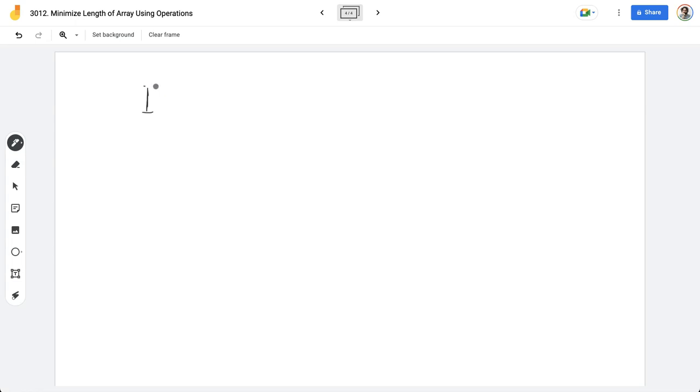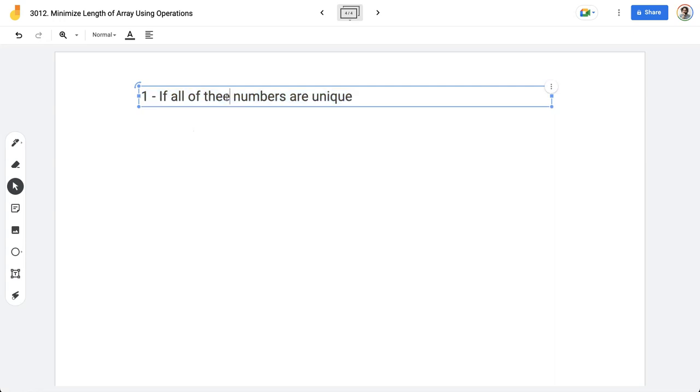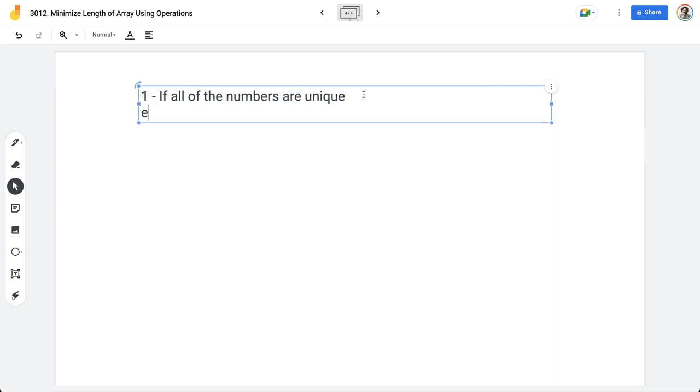And I had a few cases. Let me write it with this, because I type faster. Okay, so the first case is going to be if all of the numbers are unique. So what happens if all of the numbers are unique? And if you remember, we said the ordering doesn't matter. For example, if we have 2, 7, 9, 10, 20, 30, 50, it doesn't matter.